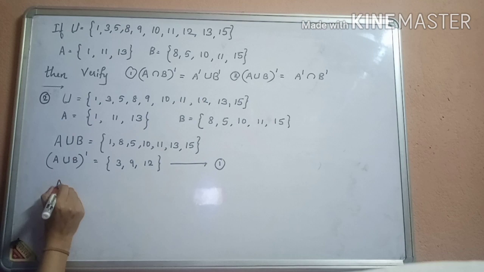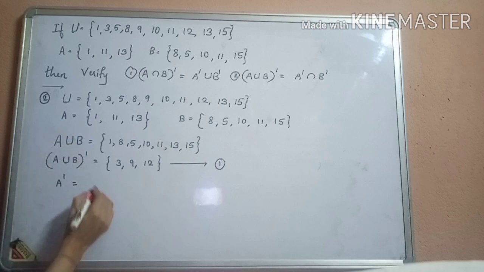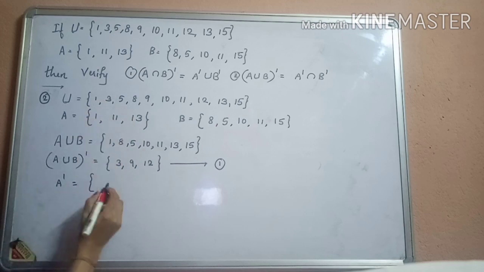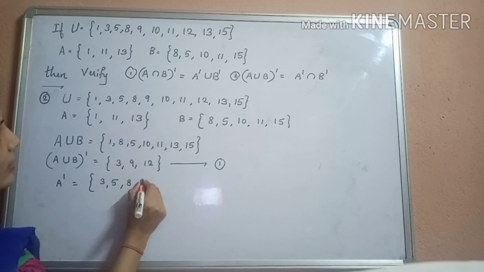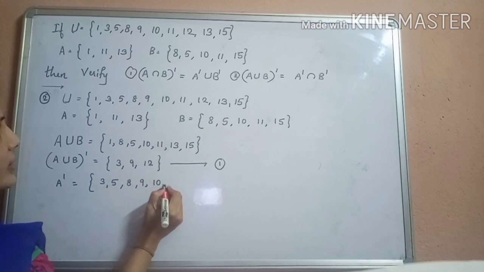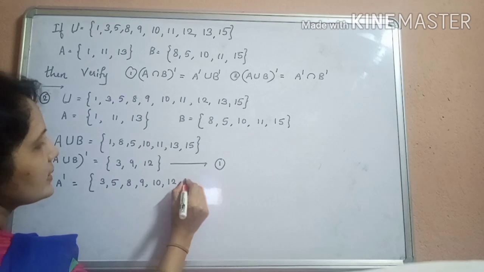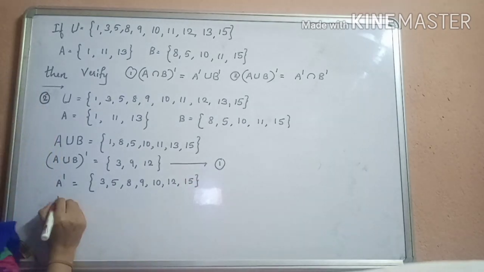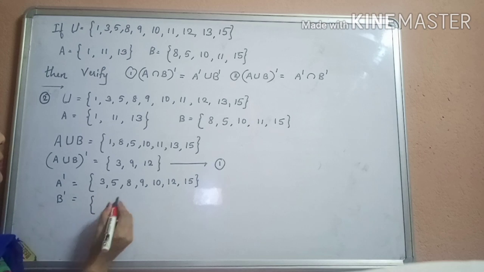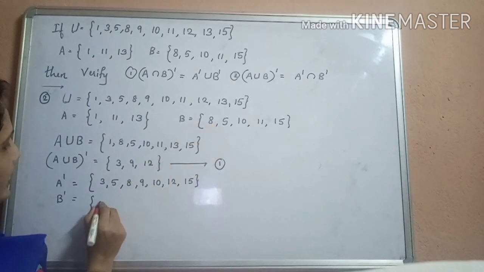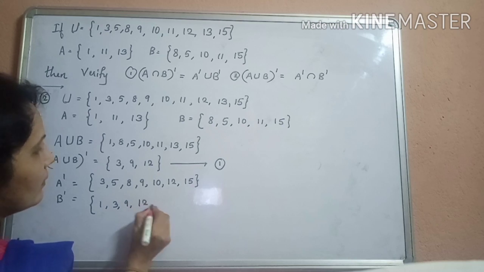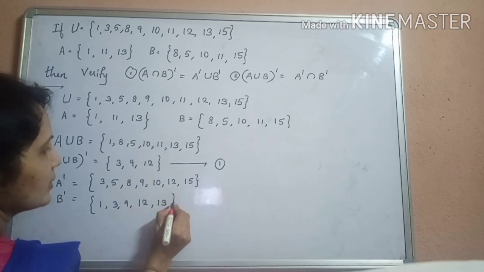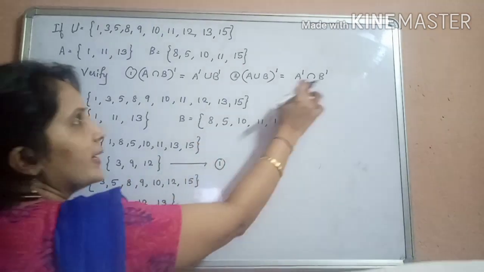Now A complement. Again I will compare A with this. So 1 is there, so 3, 5, 8, 9, 10, 11 is there. So 12, 13 is there. I won't take 15. B complement: B complement is compared with 1, 3, 5, 8 is there. So 9, 10 is there. 11 is there. 12 and 13. 15 is there.